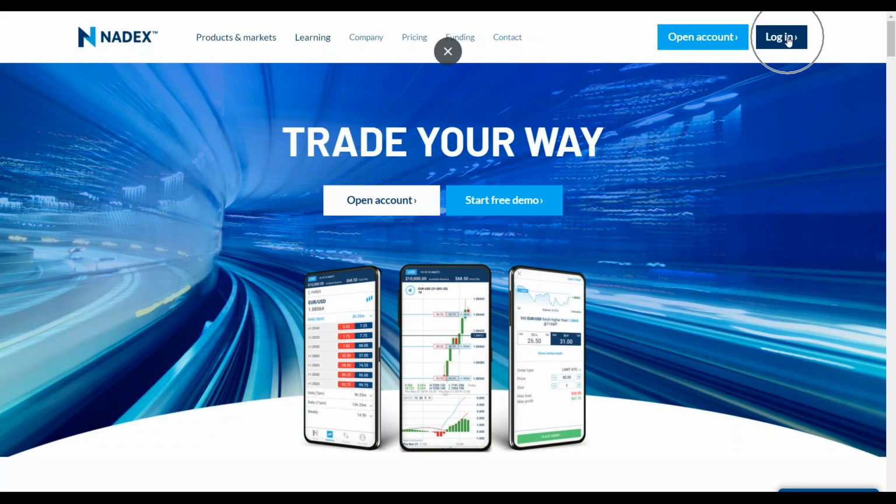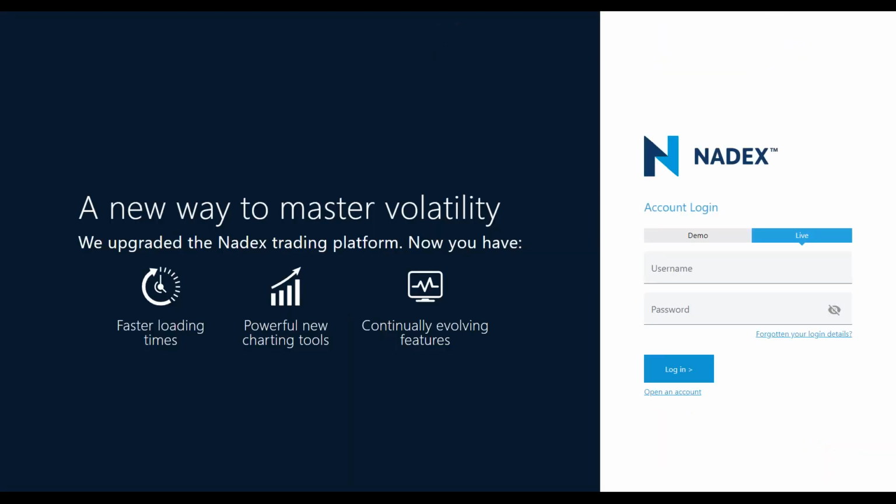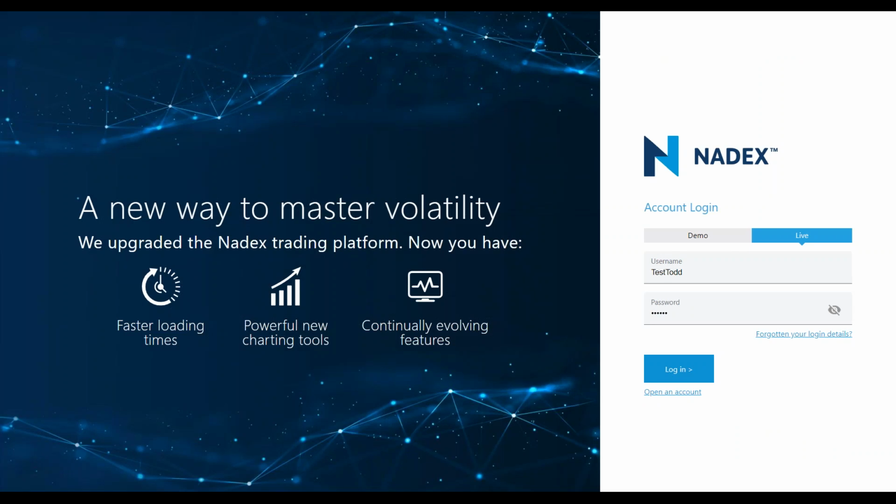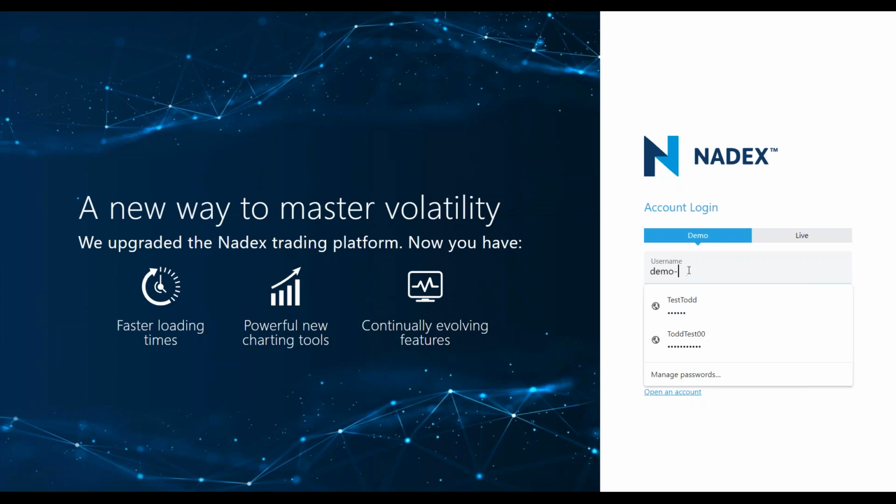Let's go ahead and log in, and I'm going to log into the platform. And again, nothing I'm about to do is a buy or sell recommendation. I just want to demonstrate how you can look at knockouts and binary options on the platform. I am going to go into a demo account.